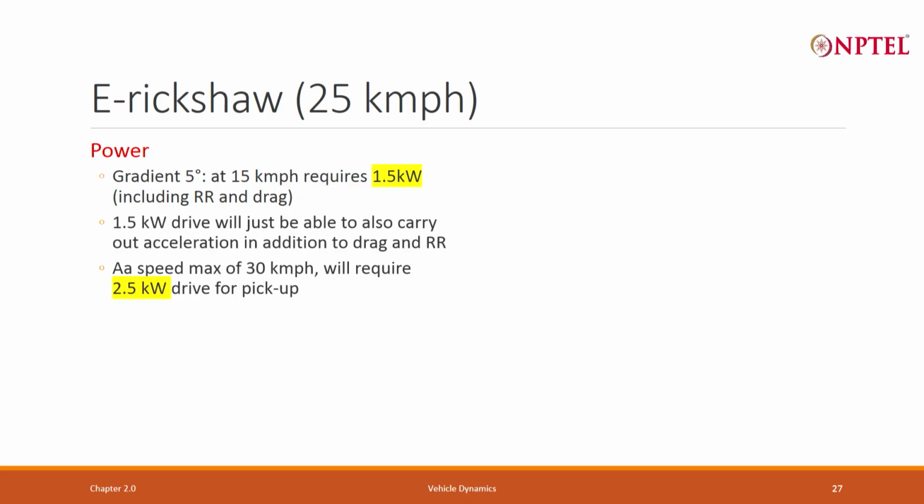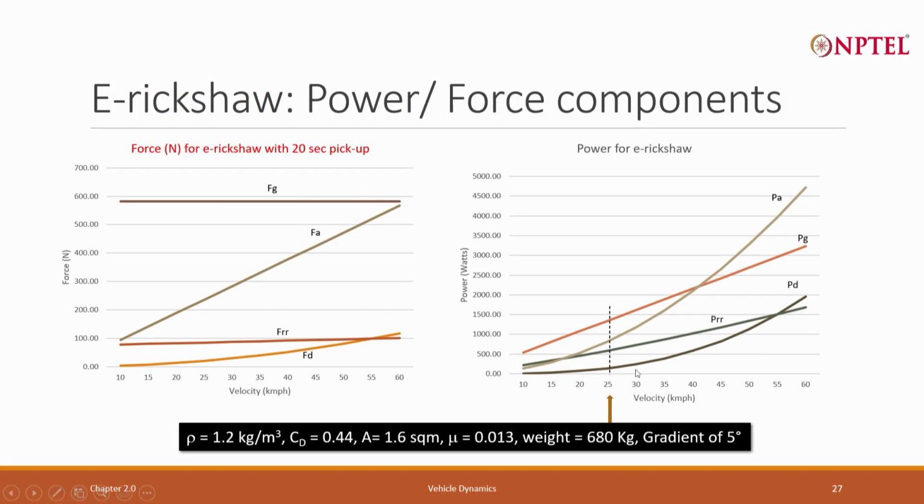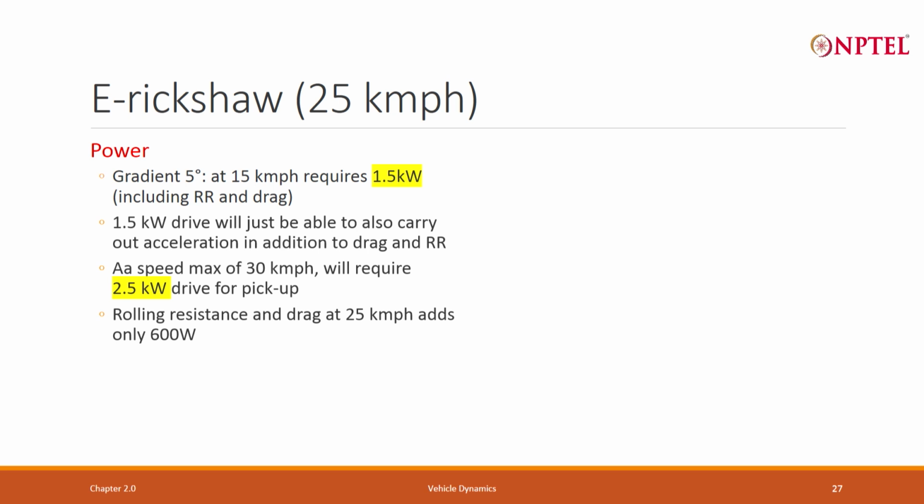As speed goes up from 25 kilometers to 30 kilometers, things start getting worse. You will certainly require around 2.5 kilowatt. Why? Because your gradient force will have gone up. More importantly, the acceleration force has gone up too, and at 30 kilometers both these points go up. Rolling resistance and drag at 25 kilometers add only 600 watts. So, 600 watts is what you have to supply. Up to 25 kilometers per hour, it is fairly safe.